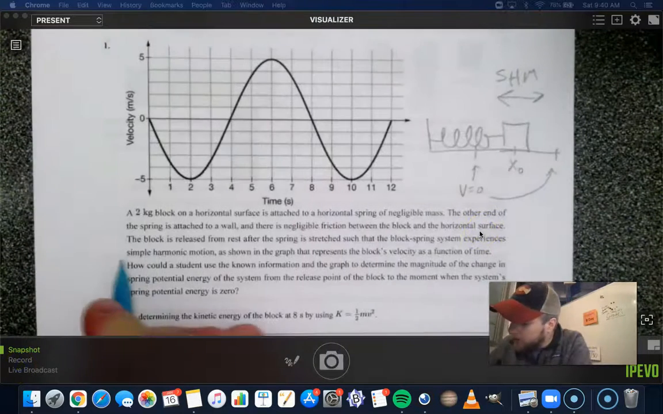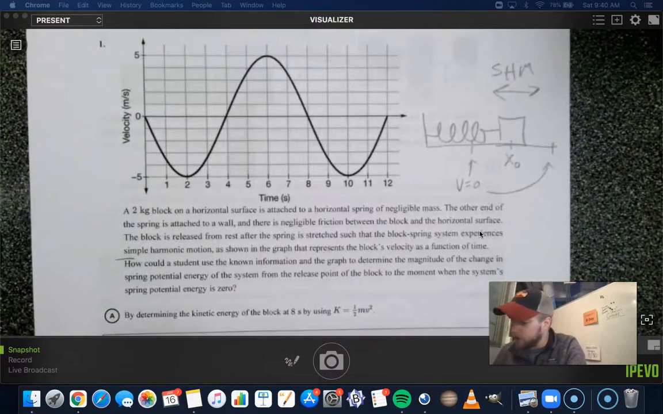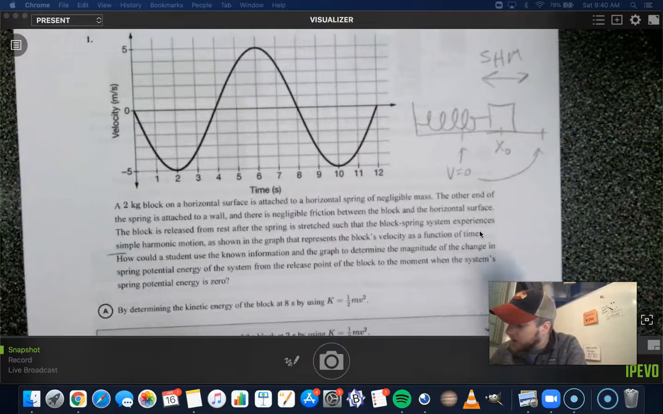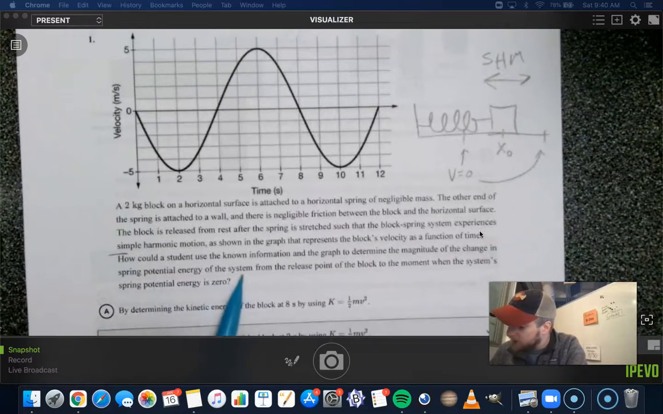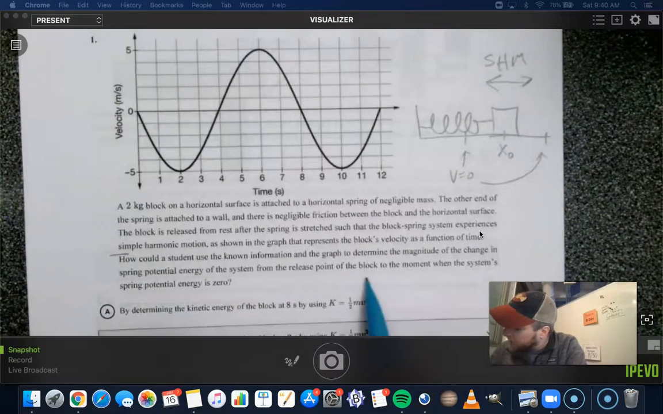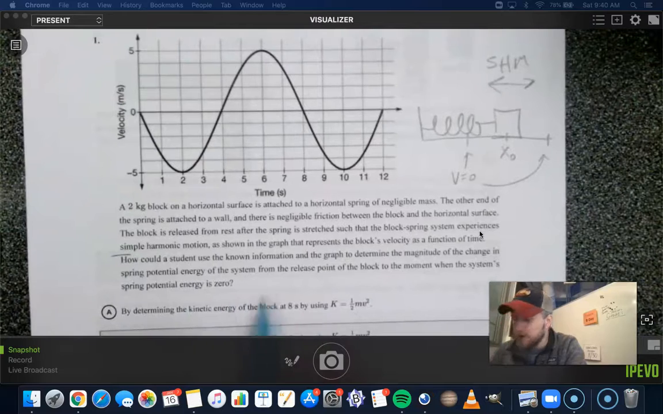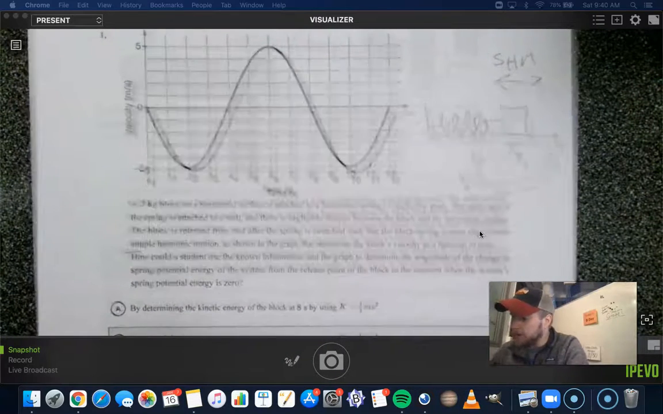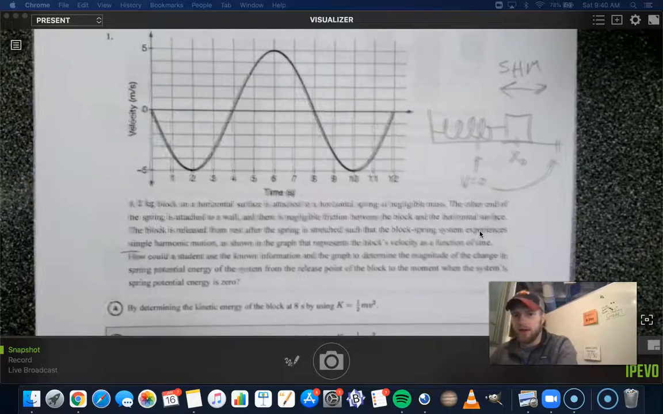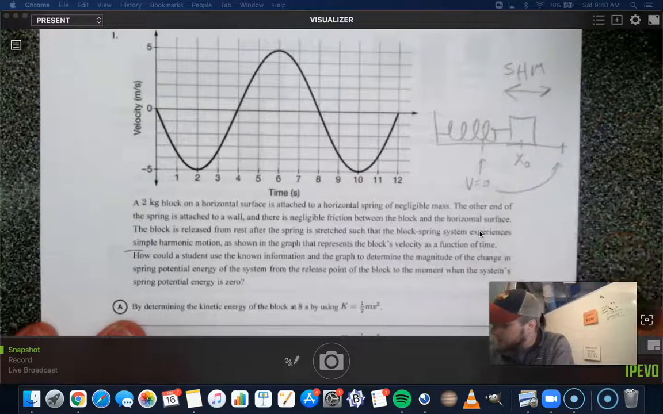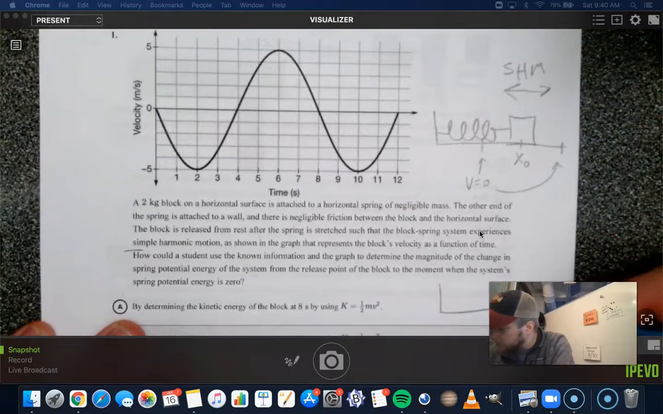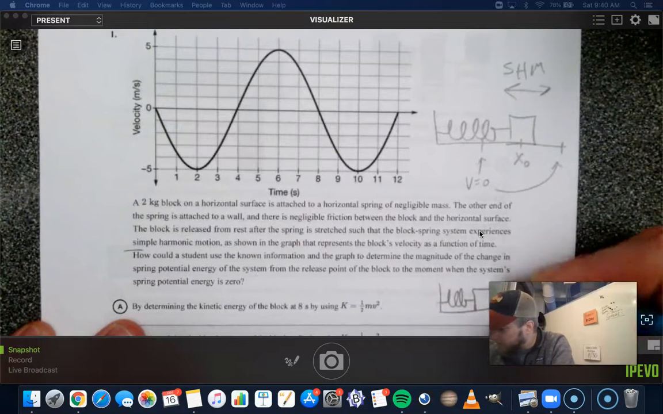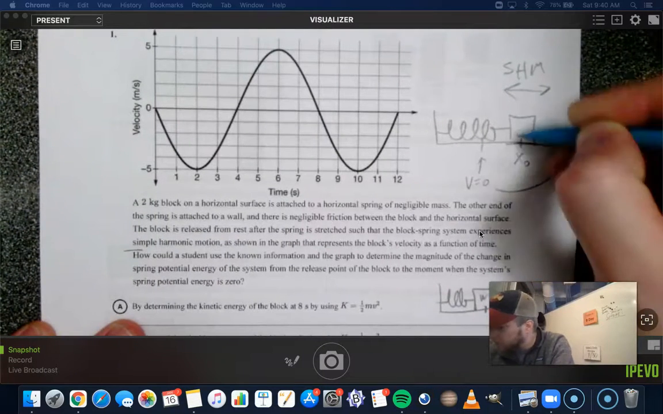So to this point, we haven't even gotten to the question. Let's read the question. It says, how can a student use the known information on the graph to determine the magnitude of the change in spring potential energy of the system from the release point of the block to the moment when the block's spring potential energy is 0? So all this is saying is, at some point there's going to be a maximum amount of spring potential energy. And the place that's going to be is when the spring is compressed. So if this is the initial length of the spring, when it's compressed to something like this, here's our mass.